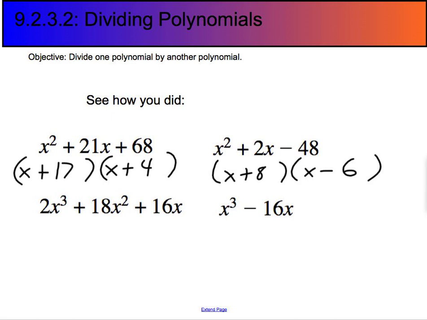Man, those are pretty big numbers. Did you have trouble coming up with 2 things that multiplied to be 68x squared and had to be 21x? It's not coming to me right away.